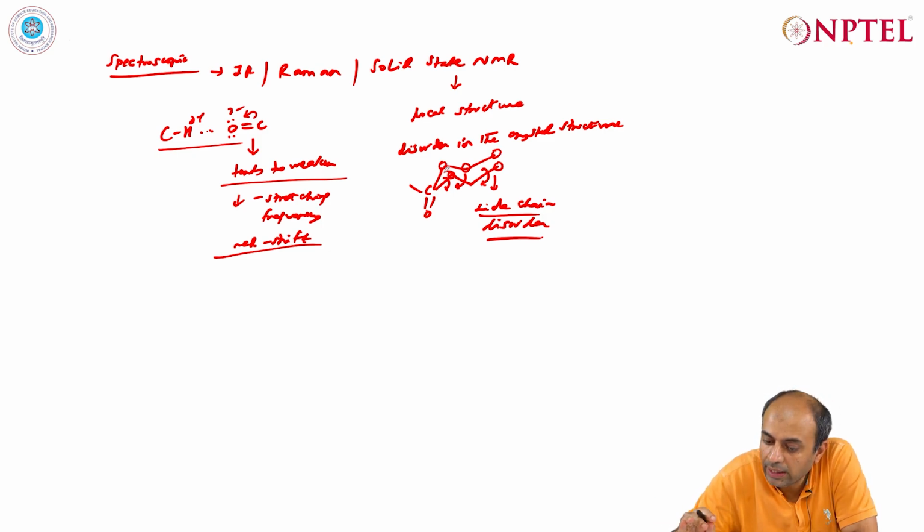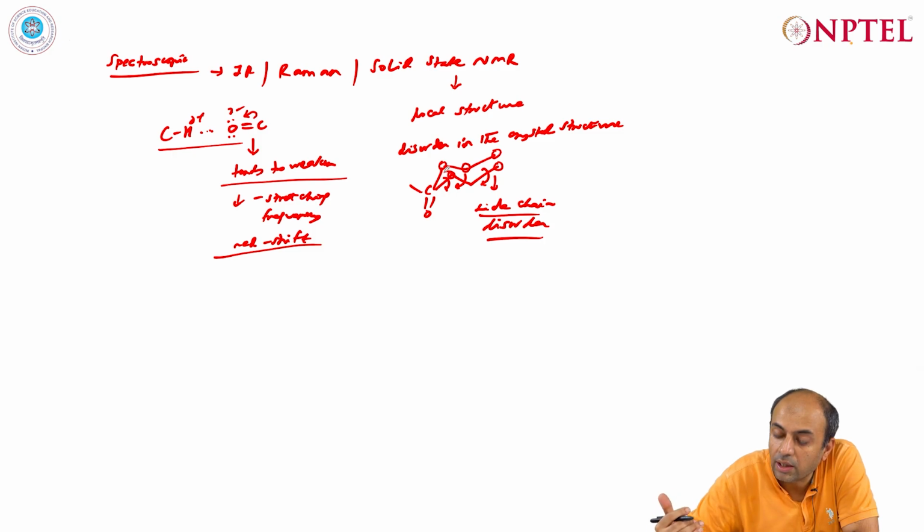So we can look at atomic disorder, side chain disorder in the crystal structure more closely by solid state NMR, and also in case of polymorphs, the solid state signature is going to be different. The NMR spectrum is going to be different.